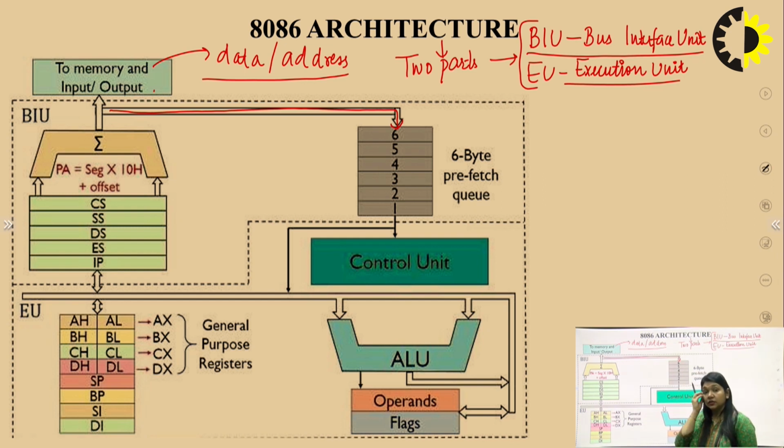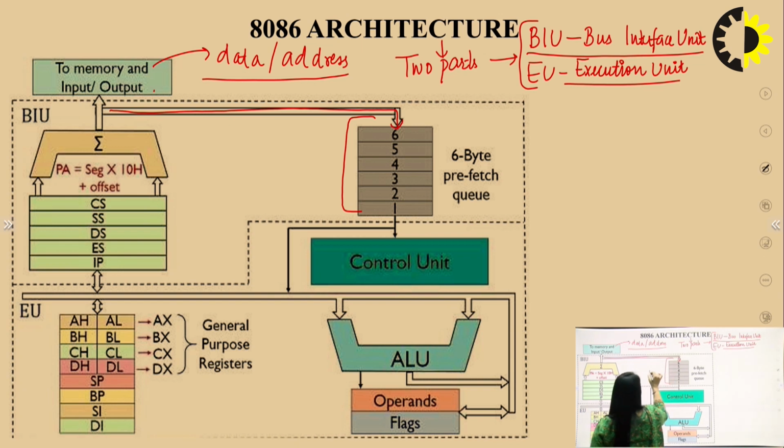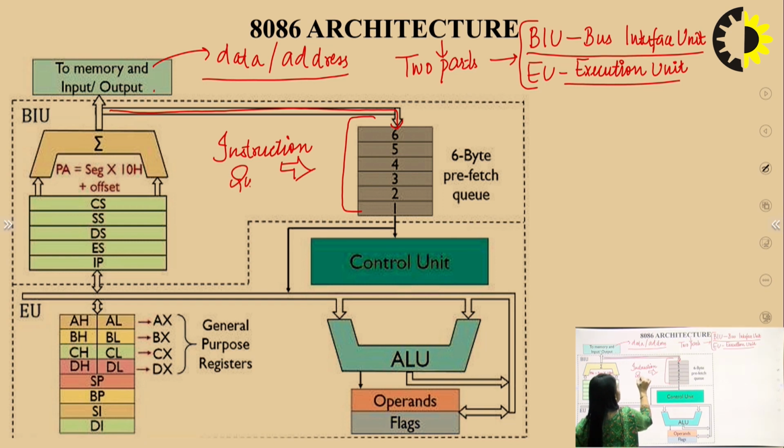Now this instruction queue plays a major role in the 8086 architecture. It helps in speeding up the microprocessor, which is very good in terms of speed. This is our instruction queue. The instruction queue is 6 bytes; it can hold 6 bytes of data.